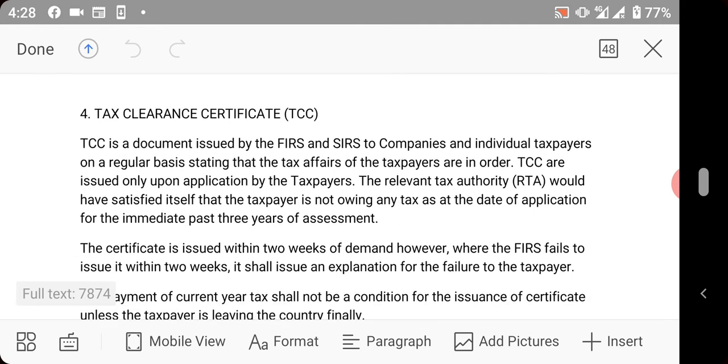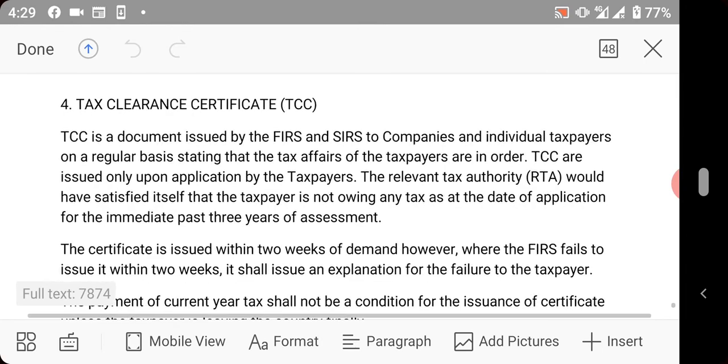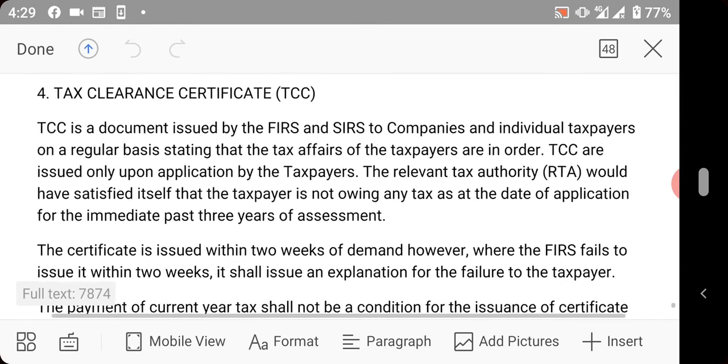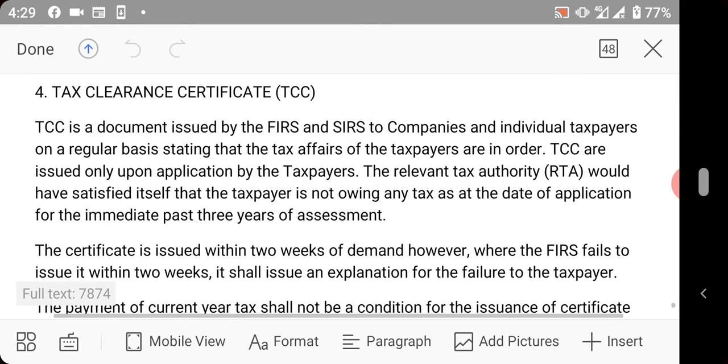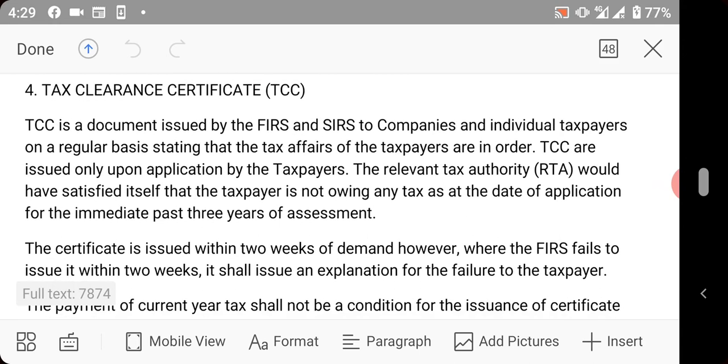So we now look at the last item, tax clearance certificate. When we talk about tax clearance certificate, we are actually looking at a document that taxpayers are required to use to make some transactions in Nigeria. Now, for you to be issued a TCC, you must apply. You understand? You must apply.